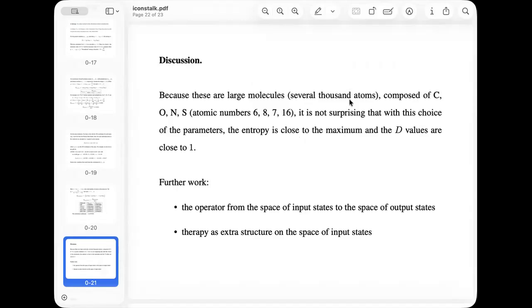In future work, we plan to combine geometric techniques with hidden Markov processes to make conclusions about the operator from the space of input states to the space of output states that describes or approximates the mechanism of the process. Therapy or interventions can be analyzed as extra structure on the space of input states that changes the output in a prescribed way.